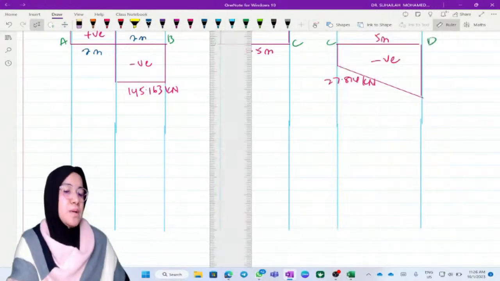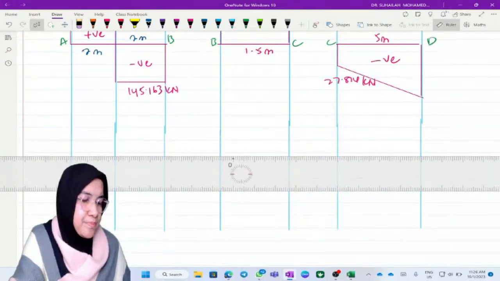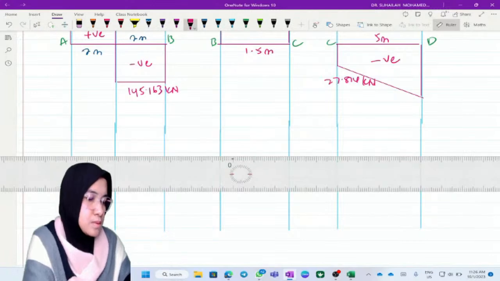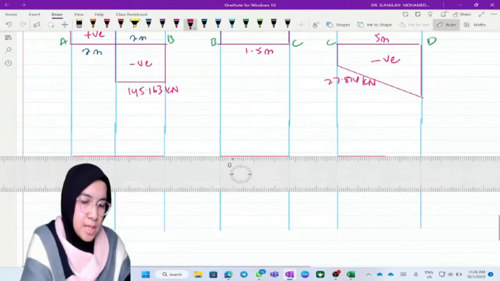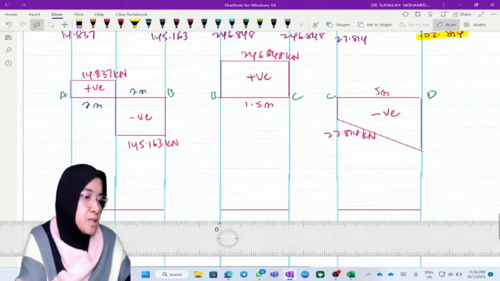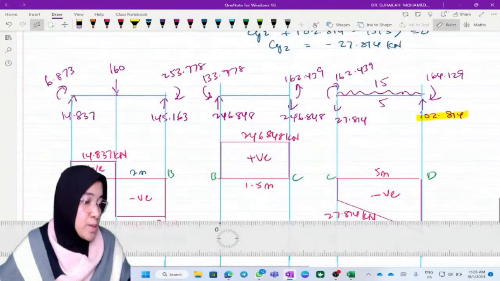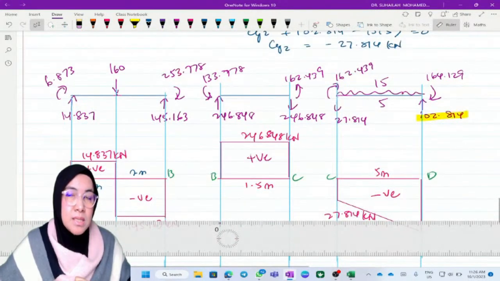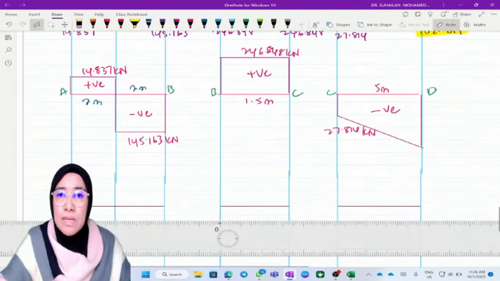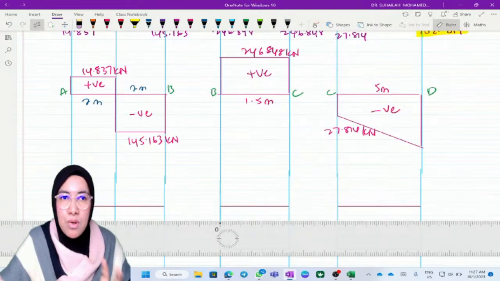Okay, draw the line for the beam. We have AB, BC, CD. Okay, so we will start with the first moment. The first moment is 6.873.